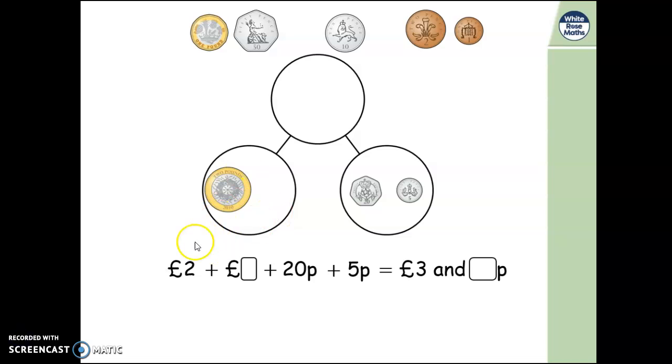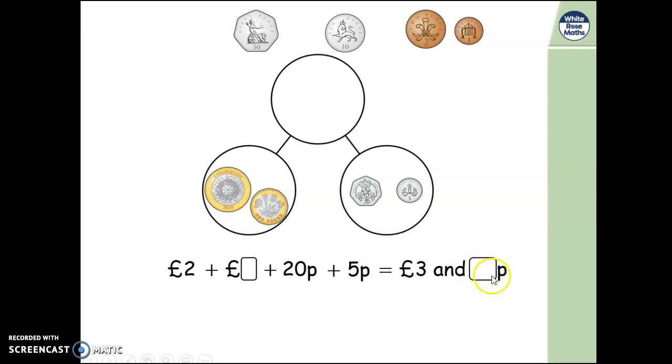Here we have the missing number problem. We have £2, add something pounds, add 20p, add 5p equals £3 and something p. Now, we have £2. The total is £3. This is the missing pound that's here. Now, it's never going to be £5, £10, £20 or £50 because that would be more than £3. £2 plus £1 equals £3.